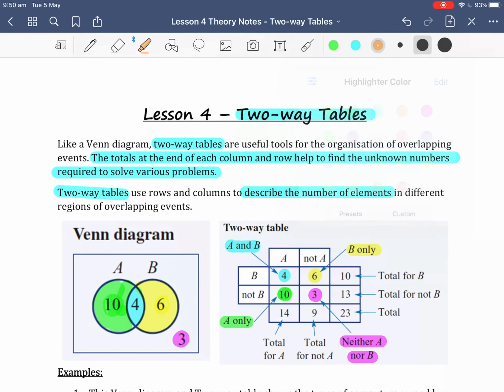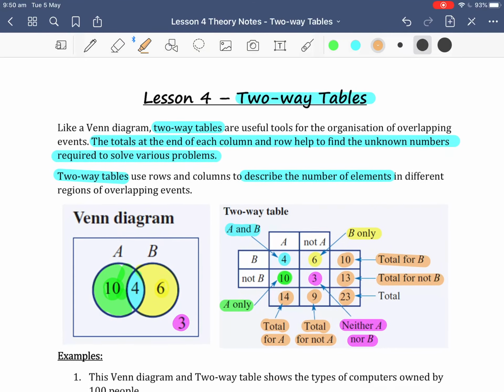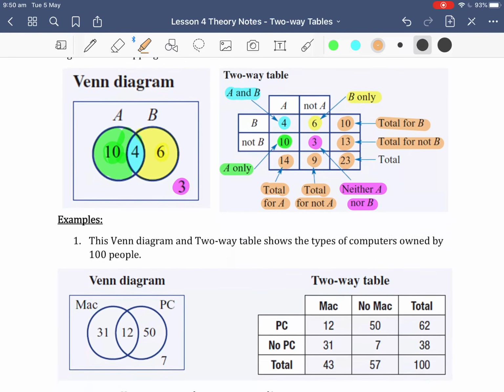We then also have these totals. We have our total for B and our total for not B, which are 10 and 13, and they add up to 23. Then we have our total for A and our total for not A, which are 14 and 9, which also add up to 23. So the total for A and the total for not A must add up to 23, and the total for B and the total for not B must add up to 23. When you only have different parts, you can use these totals to help you find the missing pieces of your two-way table.